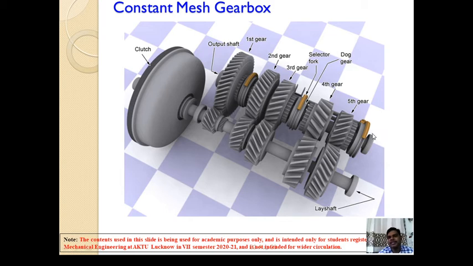So what is the difference here as compared to the sliding mesh gearbox? As we can see, the gears fitted on the counter shaft and on the main shaft are always in contact with each other. They are in mesh with each other all the time. There is no need to slide the gear fitted on the main shaft to left or right. The gears are not to be slid left or right to create a mesh between the gears fitted over the counter shaft and main shaft.